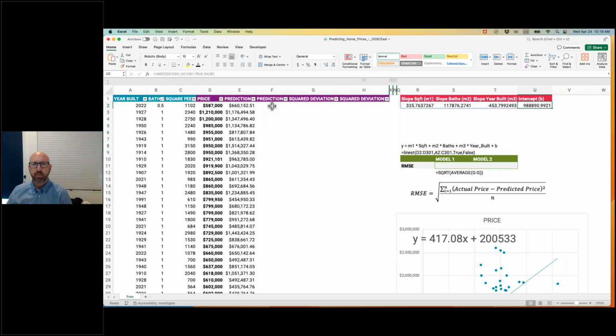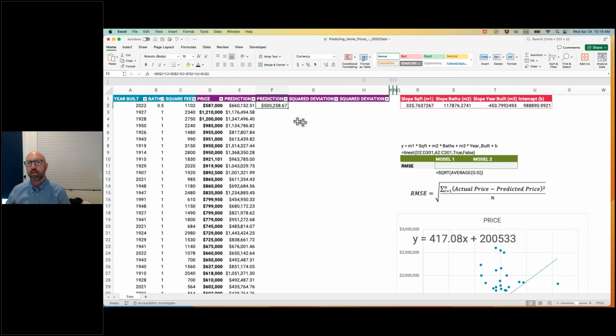So now let's build our prediction. For this, we're going to type equal, and we're going to use this expression here. So we're going to grab the slope of the square footage, use F4 to make it an absolute reference, and multiply that by our square feet. To that, we're going to add the slope for the number of bathrooms, make it an absolute reference, and multiply it by the number of bathrooms. We're going to do the same thing with the year built, make it an absolute reference, and multiply it by the year built. And finally, we're going to add our intercept and make that an absolute reference.